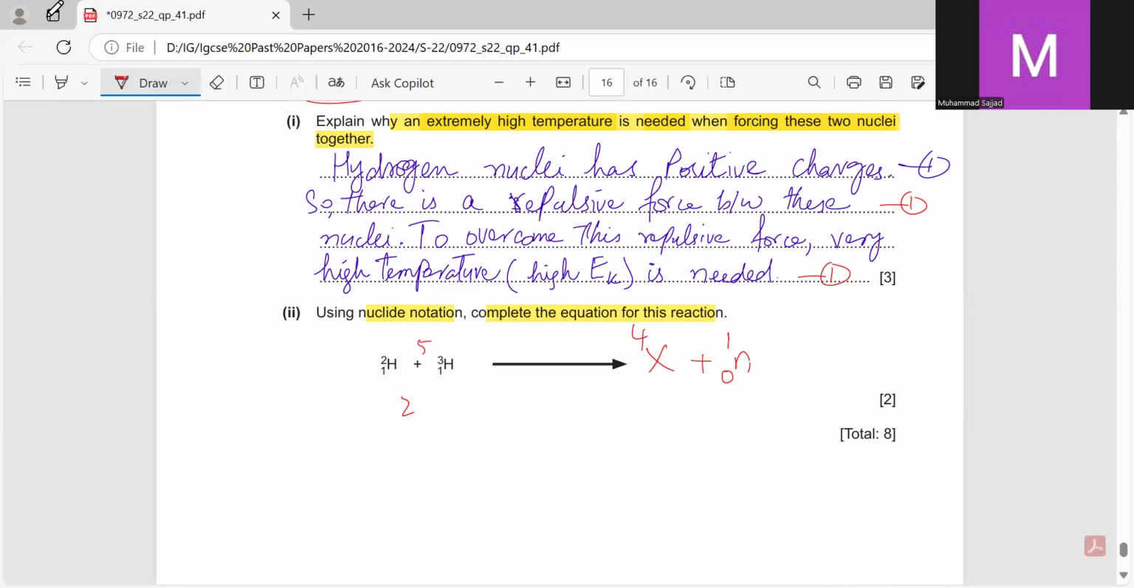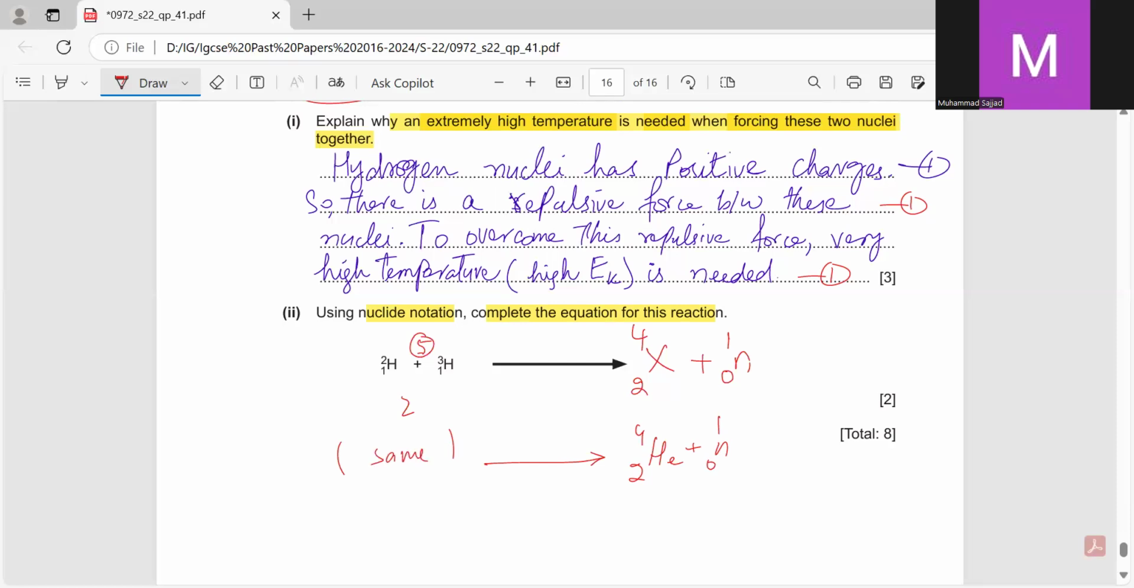Such that the nucleon number is 5. So here 4 plus 1, 5. So 2 is the proton number. So here 2, so 2 plus 0 is equal to 2. You can write this way. Or not necessarily that you have to use exactly X. In the exam, of course, you can even write 2He4 plus 0 and 1. So here same, and this can be written.